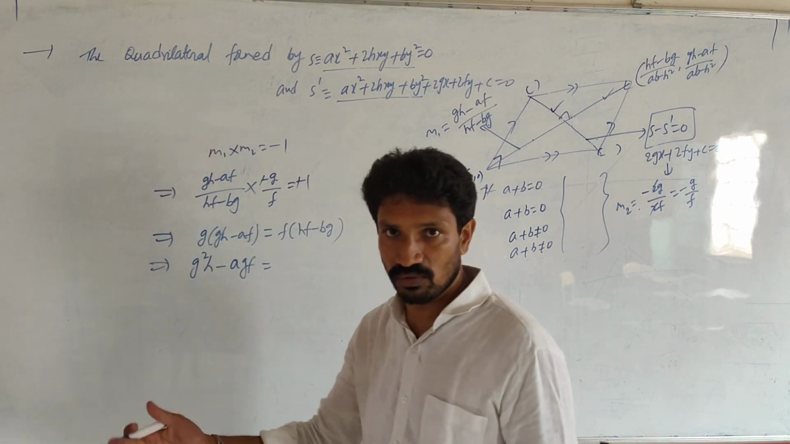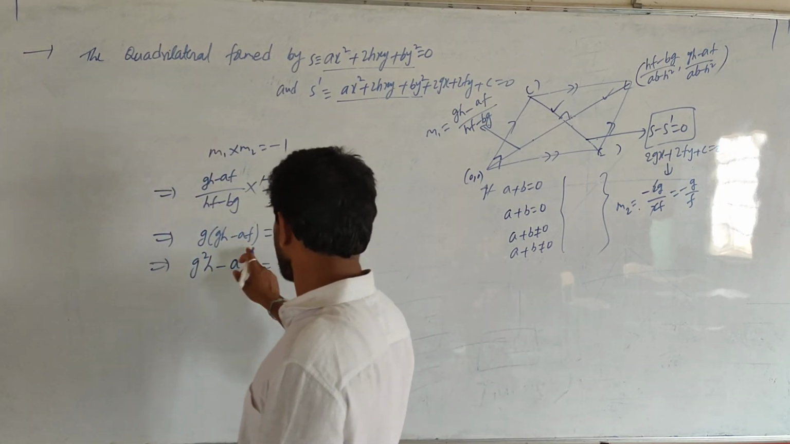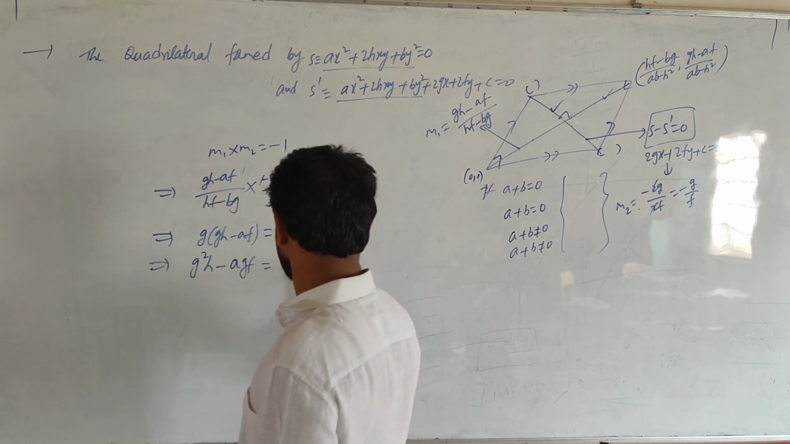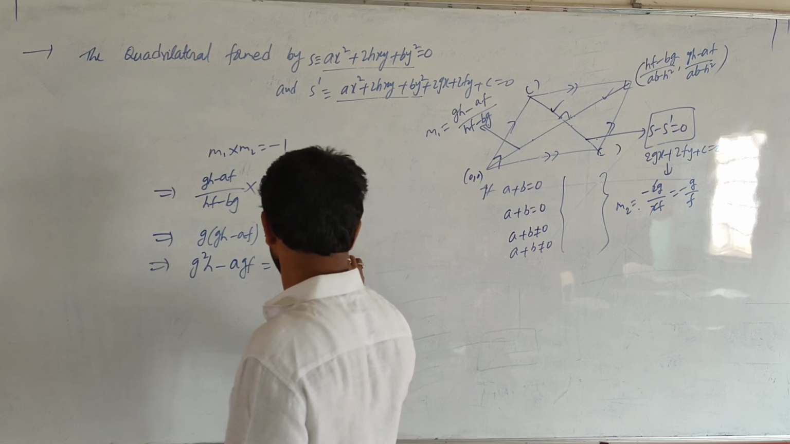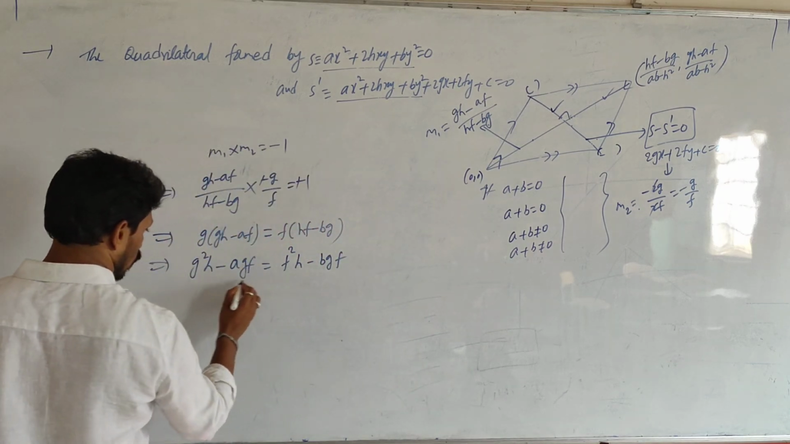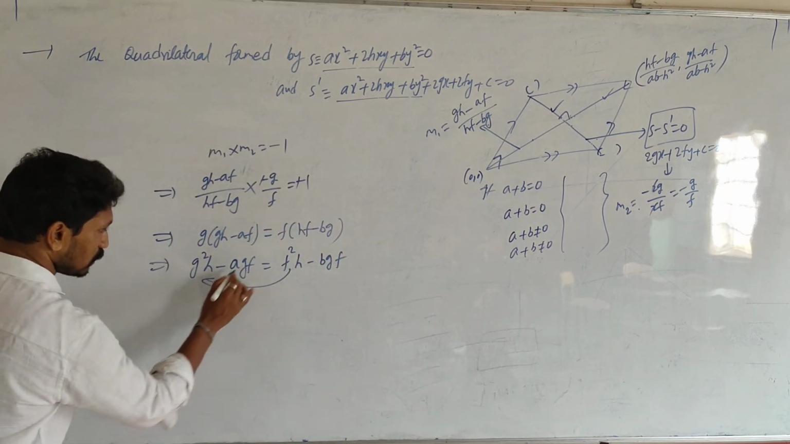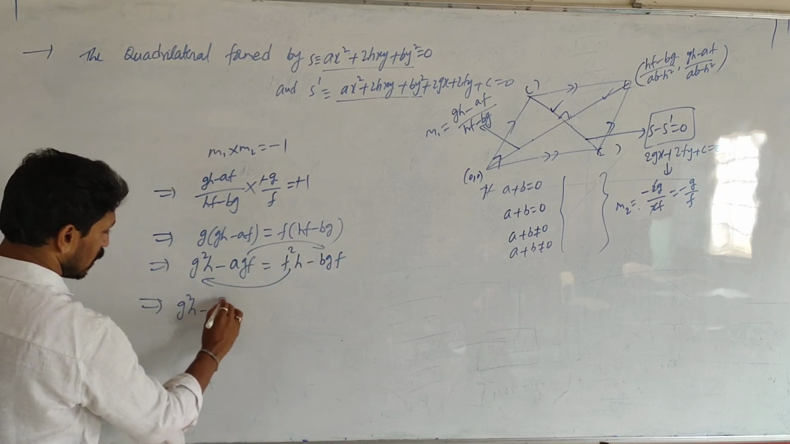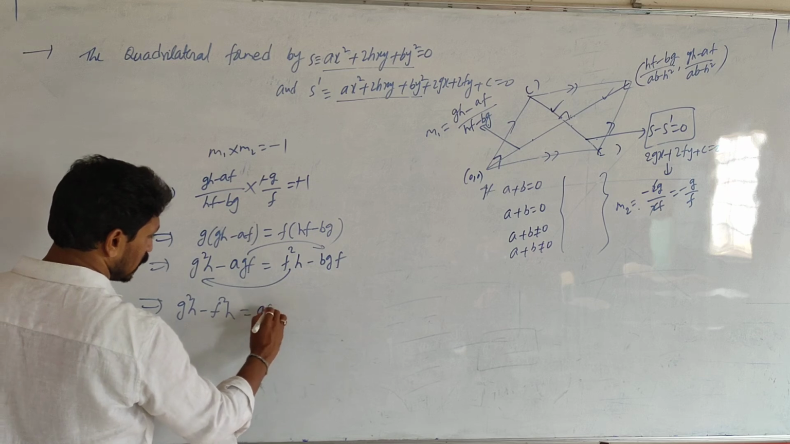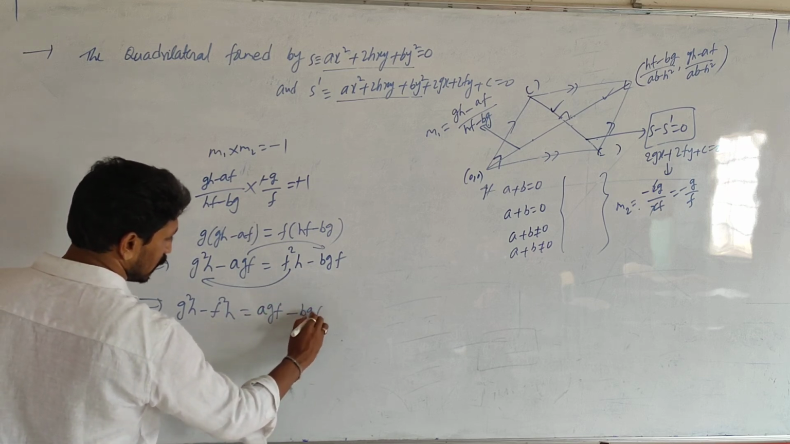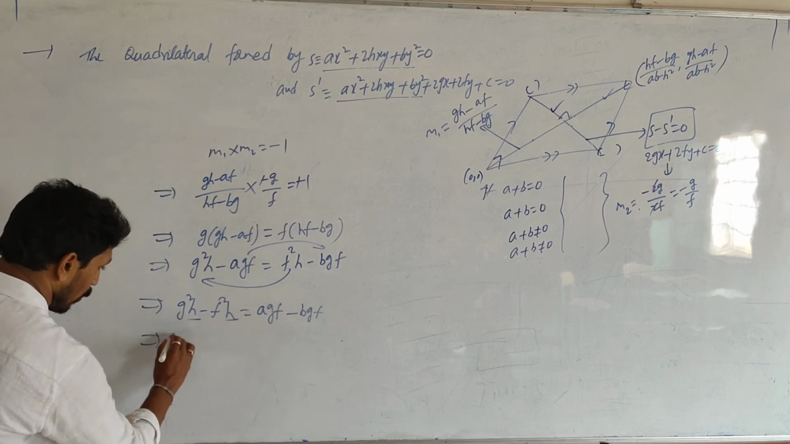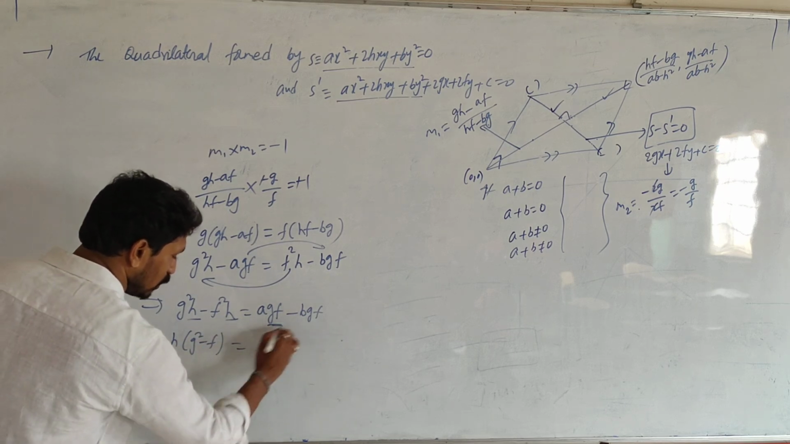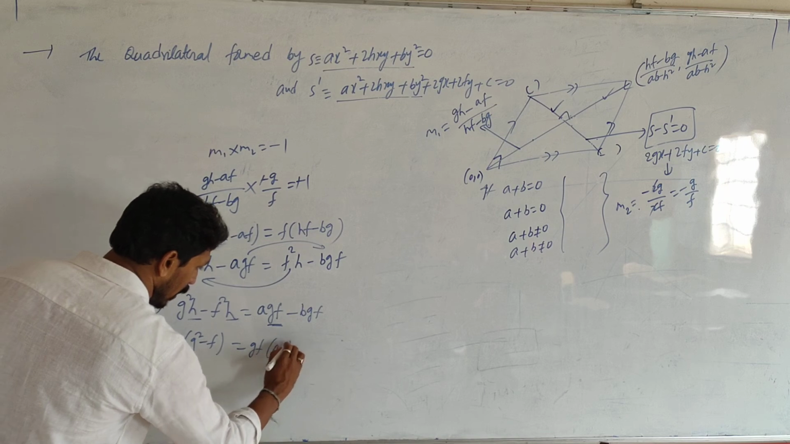By simplification I will give one more. g square h minus agf is equal to, what is here? f square h minus bgf. So this one transpose to this side, this one transpose to this side. What we have? g square h minus f square h is equal to agf minus bgf. Here we can take h common: h into g square minus f square is equal to, here what can we take common? gf, gf into a minus b.